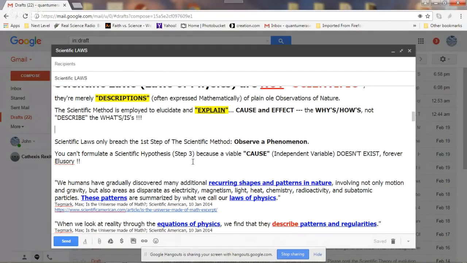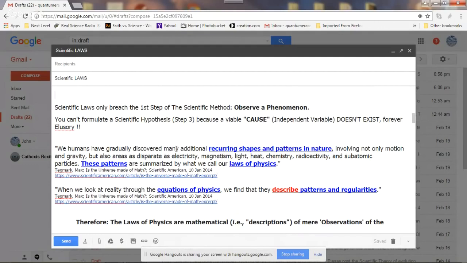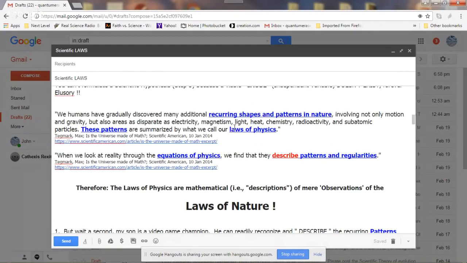So let's take a look at this. We got Max Tegmark. He's a professor of physics at MIT. See what he has to say about this. "We humans have gradually discovered many additional recurring shapes and patterns in nature, involving not only motion and gravity, but also areas as disparate as electricity, magnetism, light, heat, chemistry, radioactivity, subatomic particles. These patterns are summarized by what we call our laws of physics."